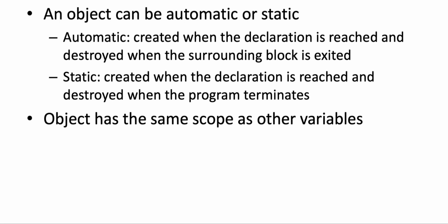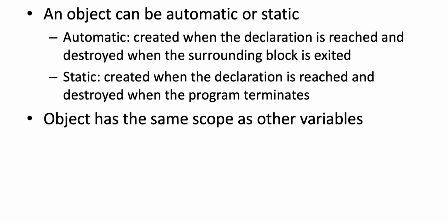A class object can be either automatic, that is created each time the control reaches its declaration, and destroyed when the control exits the surrounding block or scope, or the object can be static, that is created once when the control reaches its declaration and destroyed when the program terminates. Also, you can declare an array of class objects.